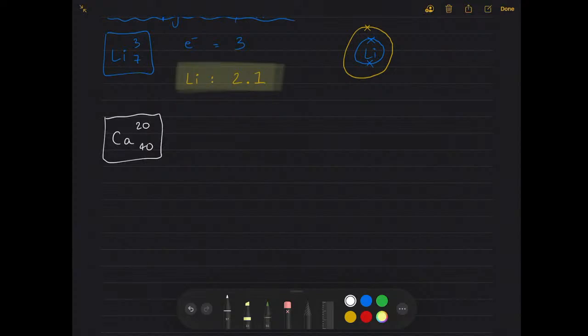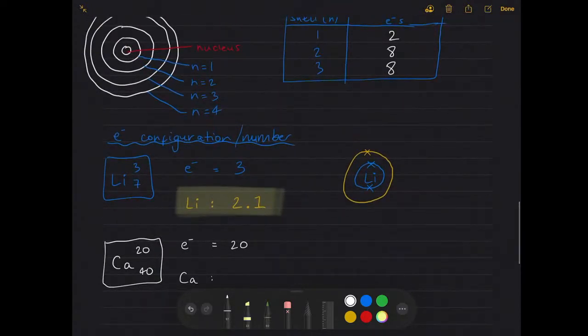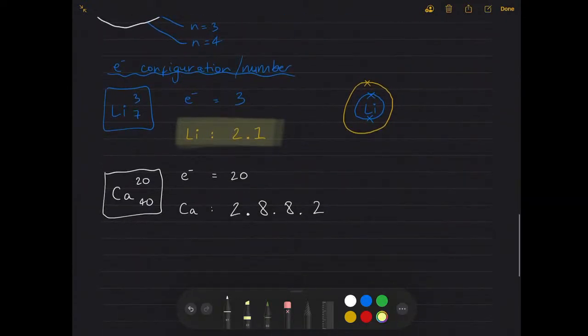Calcium has 20 electrons, which means if we follow the above pattern, there are 2 electrons in the first shell, leaving 18. We then have 8 in the second, maximum. We've used up 10, we have 10 electrons left. The third shell has to have a maximum of 8. We now have 18 electrons used. And finally, 2 more, which adds up to 2, 8, 8, 2. That is the electron configuration for calcium.